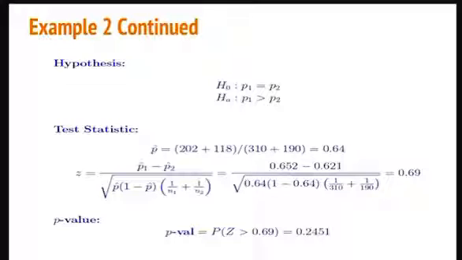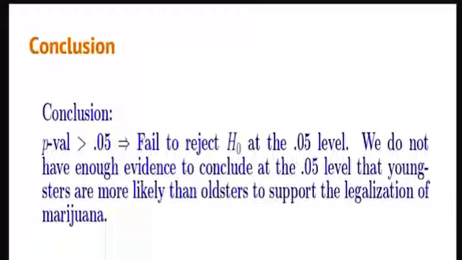The moment you get your p-value, you're going to compare it with the level of significance. The level of significance was alpha. Okay, this is the rule. When the p-value is less than the level of significance, we reject H0. But when the p-value is greater, we fail to reject H0. In this case, the p-value is greater.